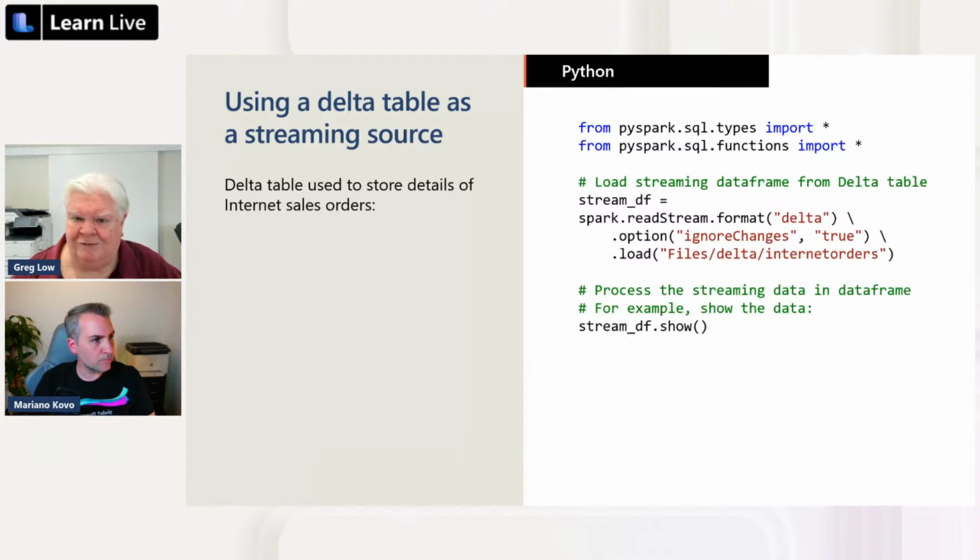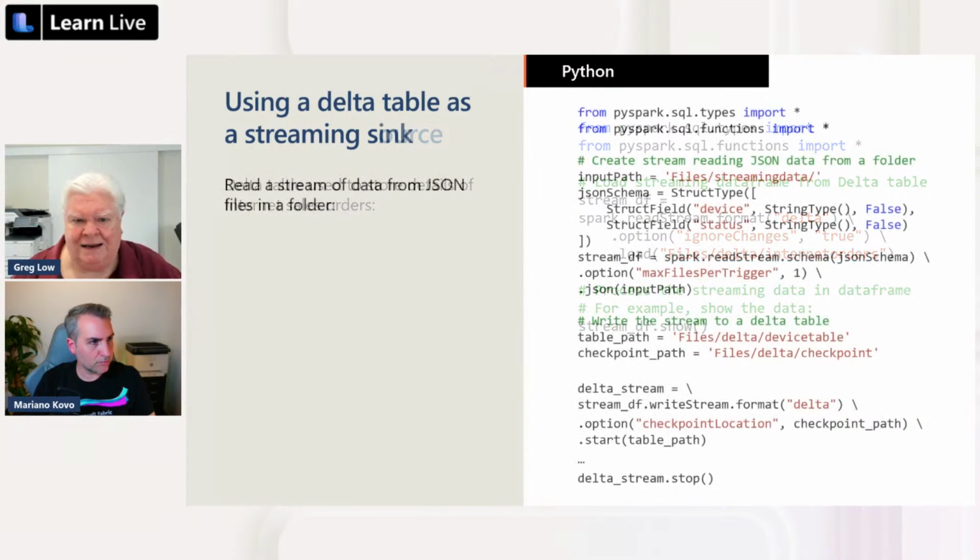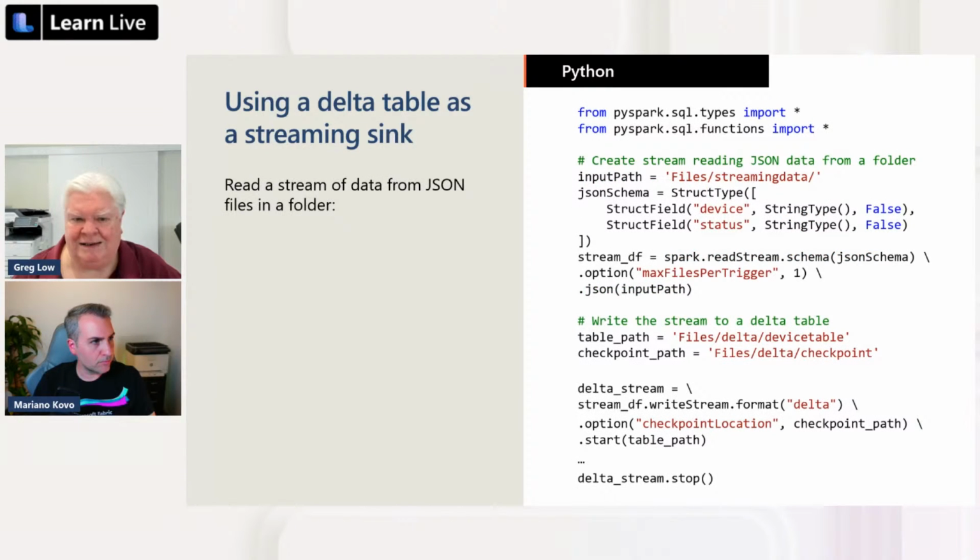So this is where I've been dropping the data, and then I'm going to pick that up as a stream of data to then use for other downstream processes. In this case, they've just done a stream DF show just to look at what's in it, but normally the processing of it would happen at that point. And then in addition, you can use this as a streaming sink.